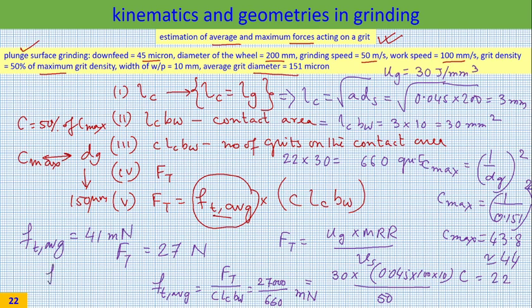Now you have been asked to calculate something else as well. You have been asked to calculate FT max. FT max is 82 millinewton. In this way, not only FT average or FT max, you can also calculate FN average and FN max. The only thing is that you need to know the relation between FN and FT, either capital FN or capital FT, or small FN and small FT. The relation would be the same.